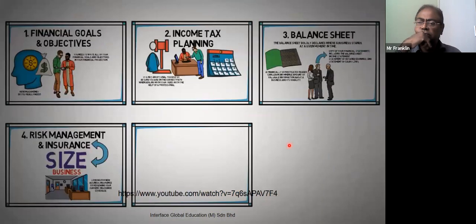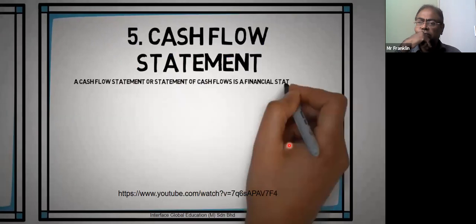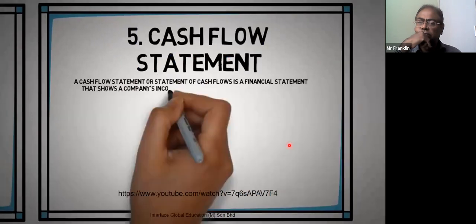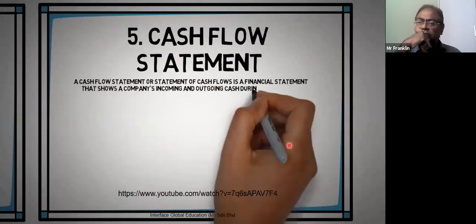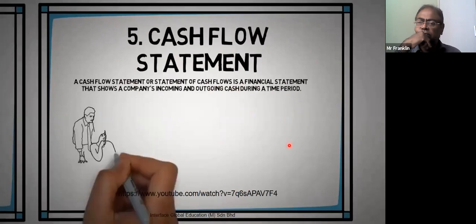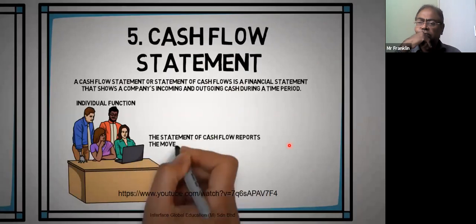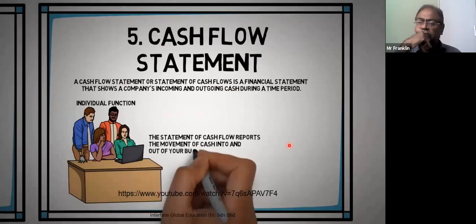5. Cash flow statement. In financial projections, a cash flow statement or statement of cash flows is a financial statement that shows a company's incoming and outgoing cash during a time period. All three statements are arranged from the same accounting information, but each statement serves its individual function. The statement of cash flow reports the movement of cash into and out of your business in a given year.